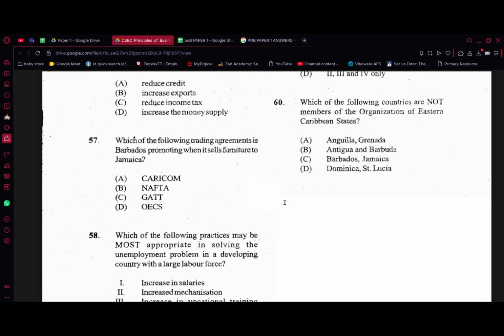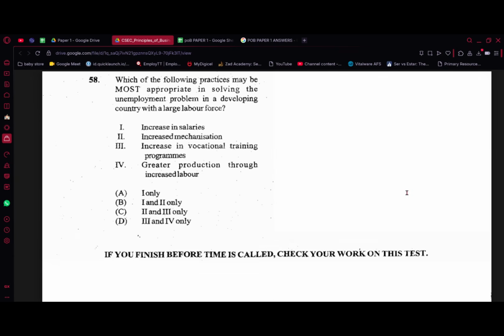60. Which of the following countries are not members of the Organization of Eastern Caribbean States? The answer is C, Barbados and Jamaica. And that is it for the end of this paper.